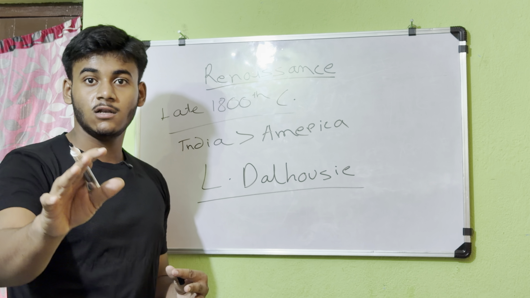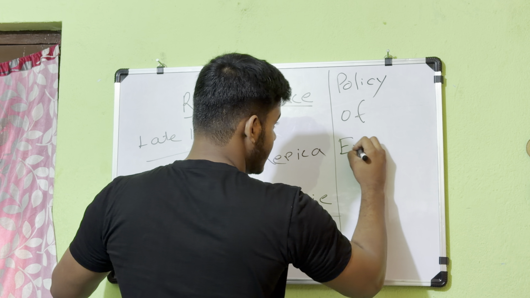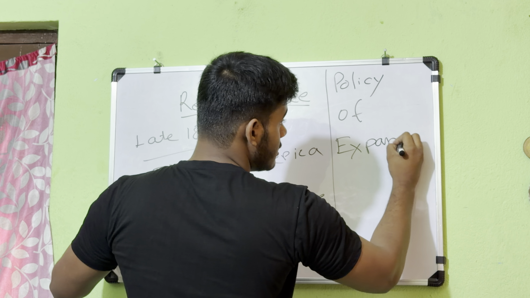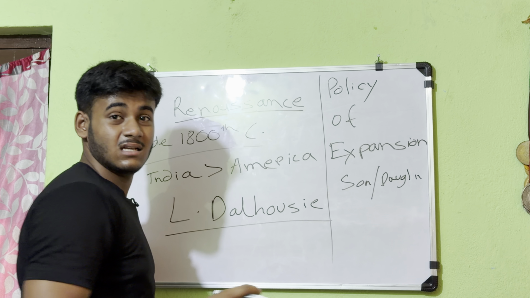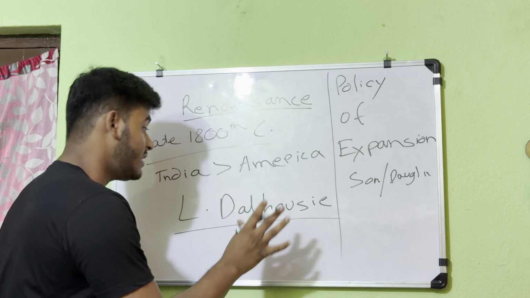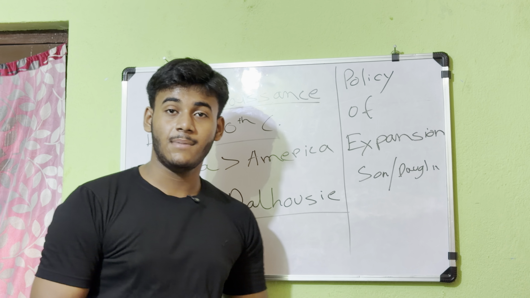This Lord Dalhousie created a rule that is known as the policy of expansion. The policy of expansion means that if any king or queen does not have their own heir, meaning their own son or daughter, then their kingdom will be transferred to the Britishers. Such a stupid rule was made by Lord Dalhousie. He did many other bad things that I can't explain, but I will give you some simple reasons, the main basics given in our book, so that you can score good marks in the exam.